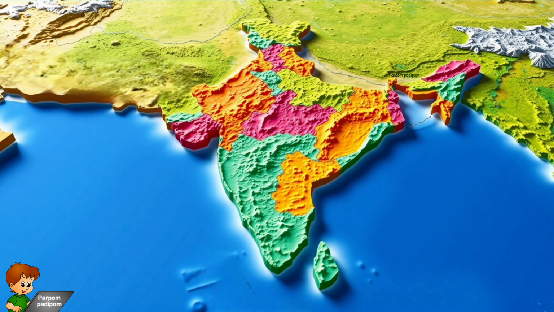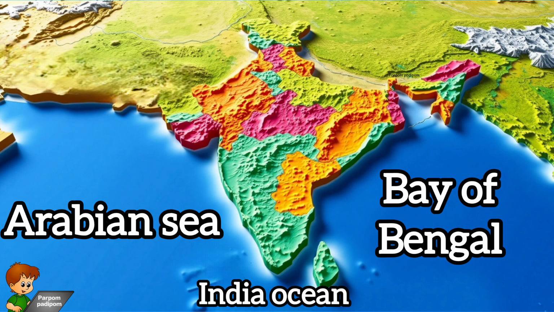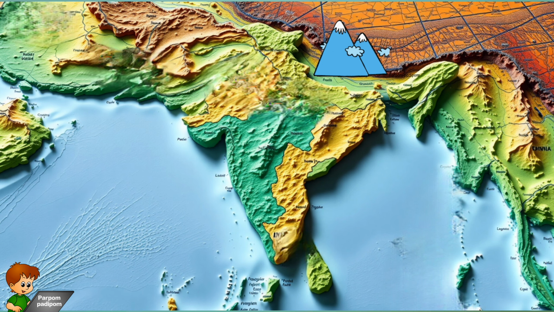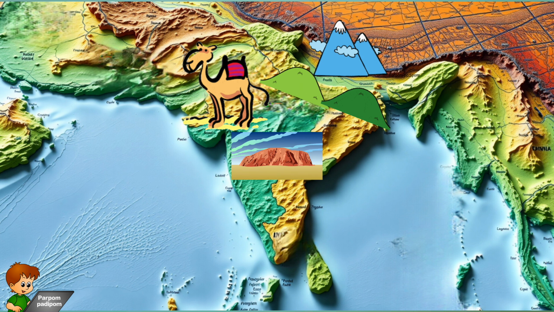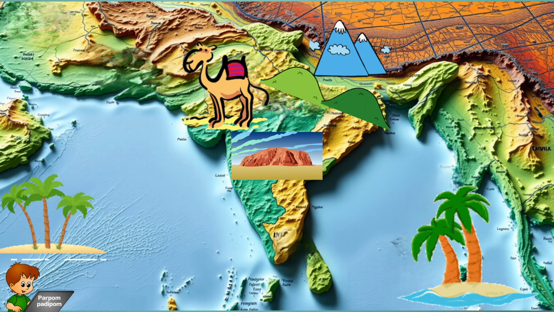It is surrounded by water on three sides: the Arabian Sea in the west, the Bay of Bengal in the east, and the Indian Ocean in the south. India's landscape is very varied. It can be divided into 6 physical divisions. To its north are the high mountain ranges, the Himalayas, the northern mountains, the northern plains, the Great Indian Desert, the peninsular plateau, the coastal plains, and the islands.